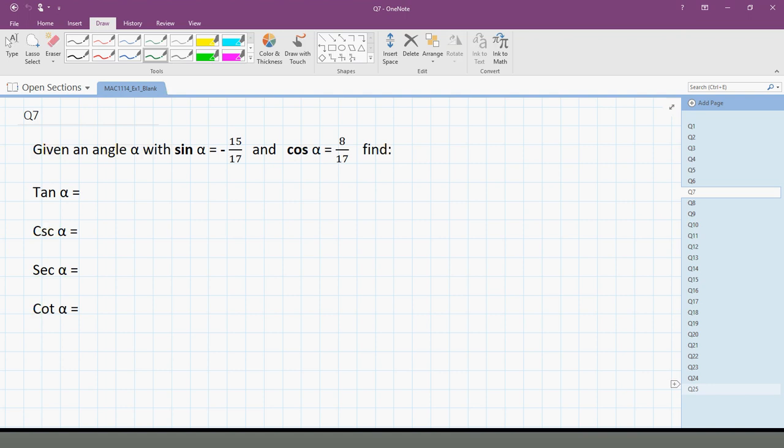All right, so the next guy says, given angle theta with sine alpha equal to negative 15 over 17 and cosine alpha equal to 8 over 17, they want us to find the following trig functions. So again, we're still in 9.2 here, so that means we're still dealing with the unit circle. So when we start thinking about who's positive and who's negative, we don't really have to worry about that in this, because remember, sine always represents which variable, since we are still on the unit circle.